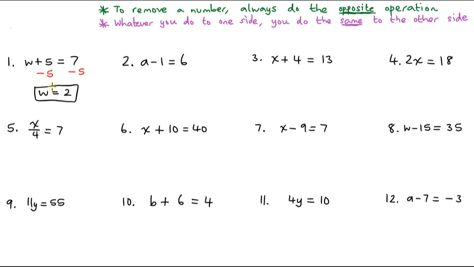So that is our answer, w equals 2. Okay, question 2. We want to get a on its own. At the moment, we're subtracting 1. So to get rid of that minus 1, we need to add 1. So let's add 1 to both sides.